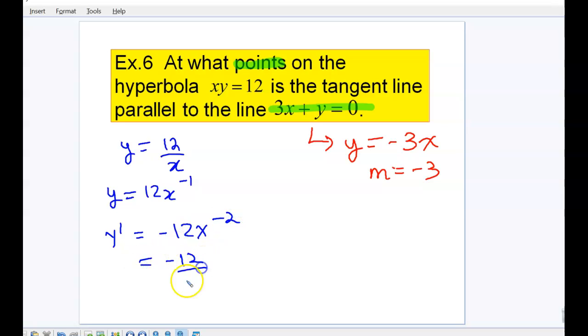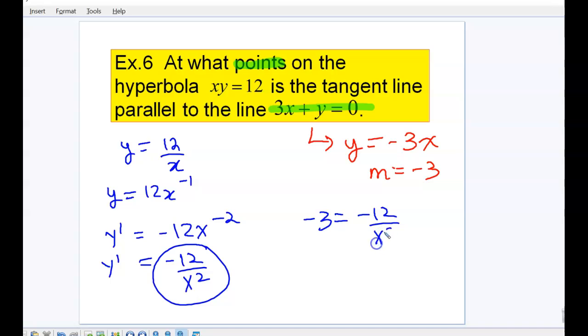which is really a negative 12 over x squared if I was to move the exponent with a negative exponent to the denominator. Now, the slope of my tangent line is represented by this, and it's parallel to the line y equals negative 3x. This slope must be negative 3. So I'm going to let negative 3 equal negative 12 over x squared.